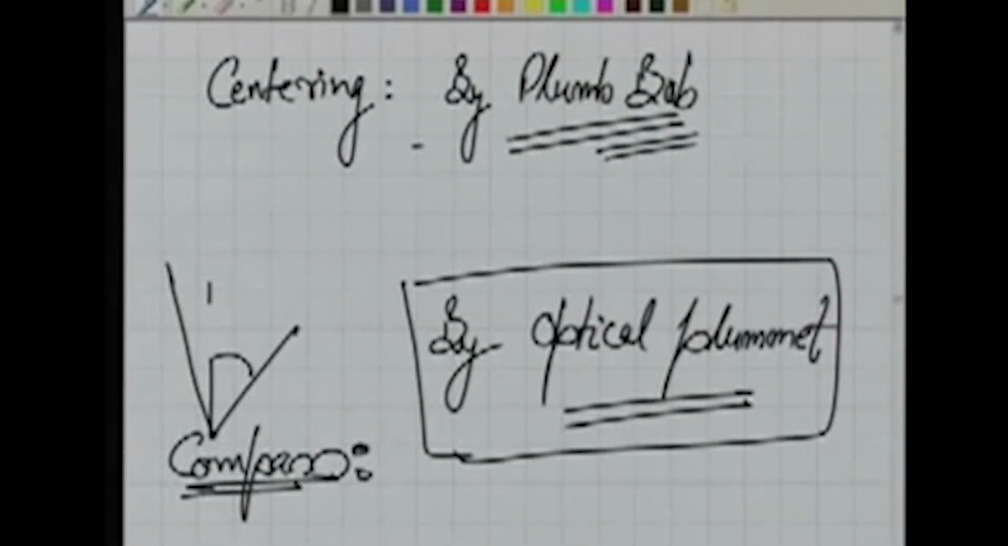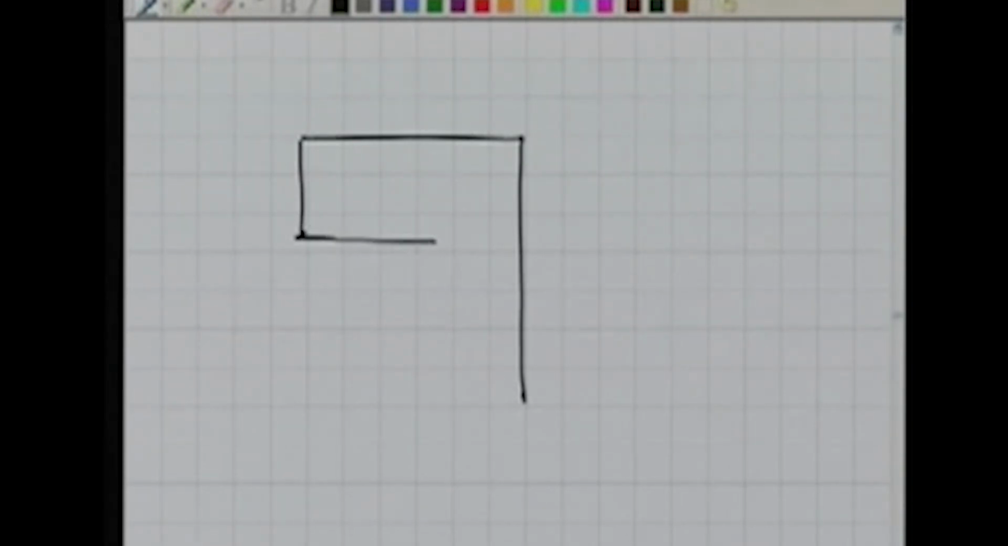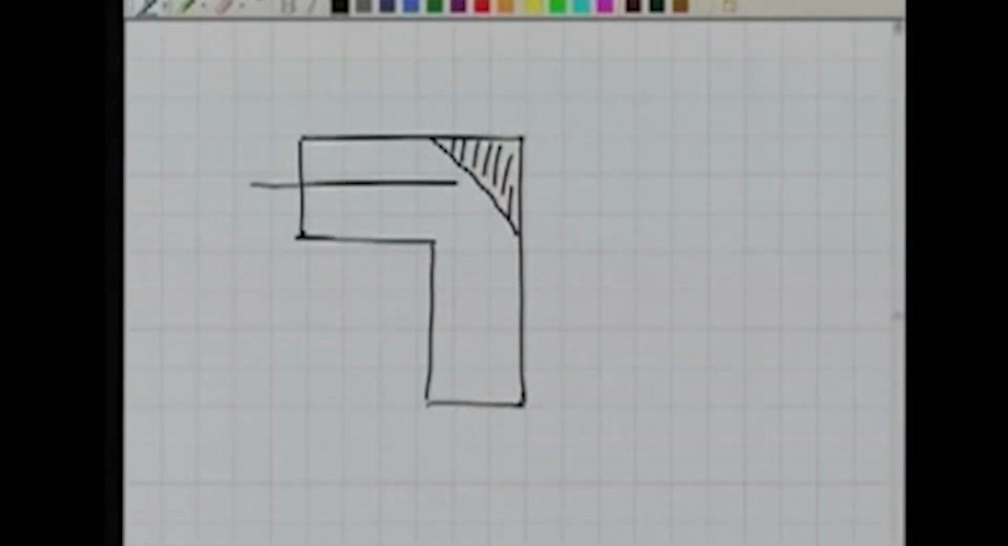What is this optical plummet? If I draw the line diagram of that, it's a very simple instrument. It may look like this. Now here we have a prism, and this prism's role is, whatever the rays are coming from here like this, it will transfer them, and here is our eye. Now this is the point in the ground.